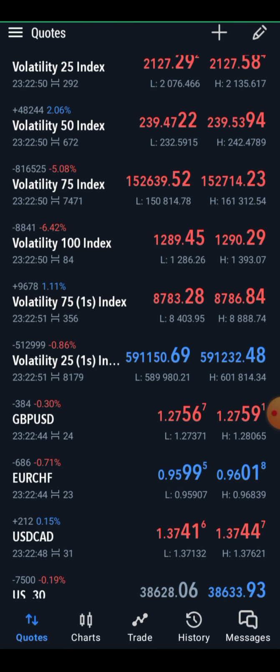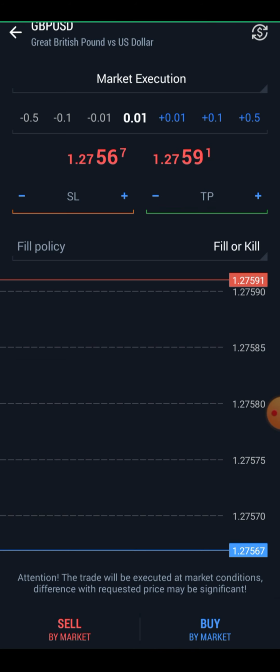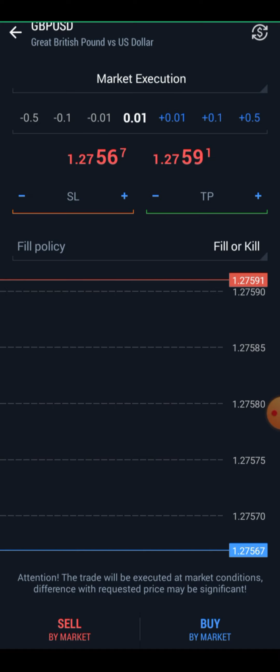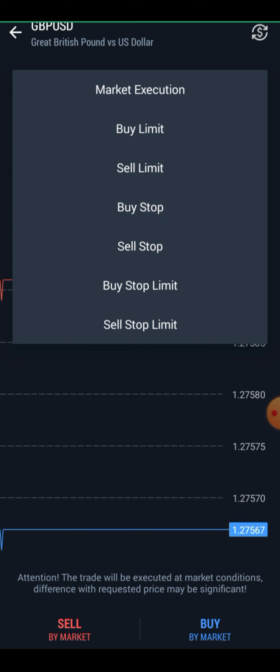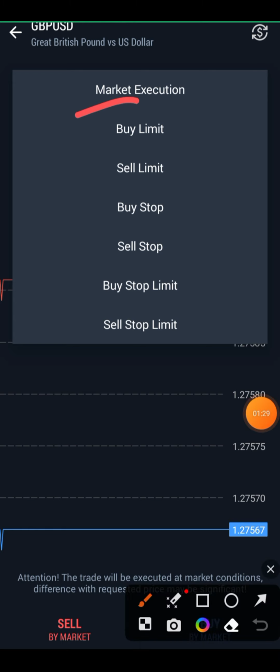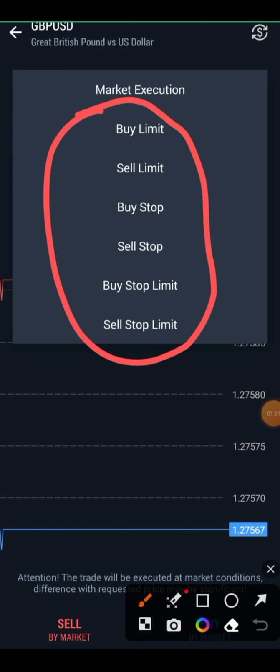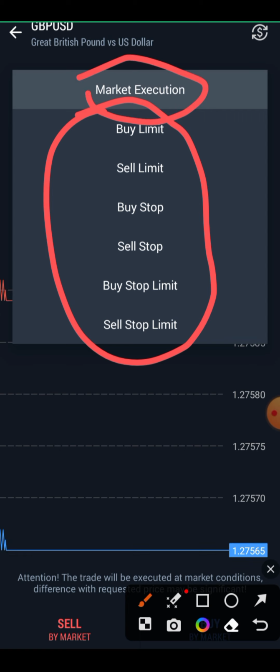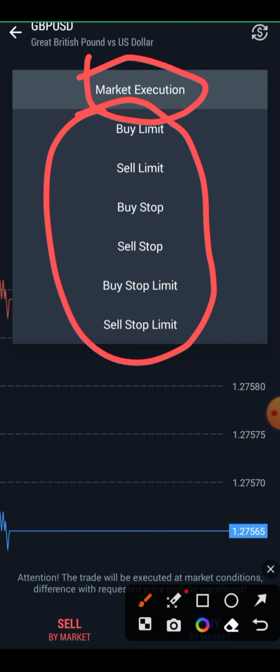So when you want to put a pending order, you click on it and you click new order. Then here, for some people, like those that use iPhone, here you will see market order. Here is showing market execution, some show market order. Now after the market order, from this point down, they are called pending orders or limit orders. So this very first one is what we call market order execution or instant execution.